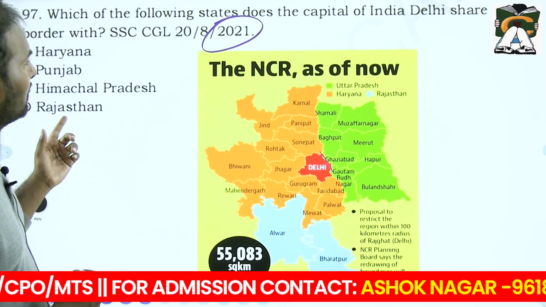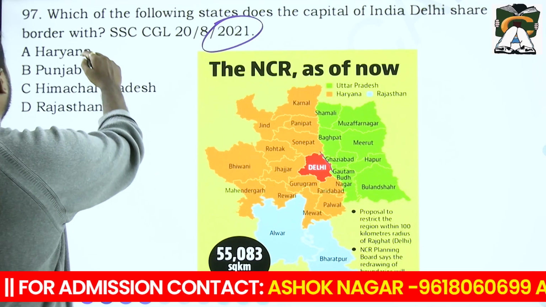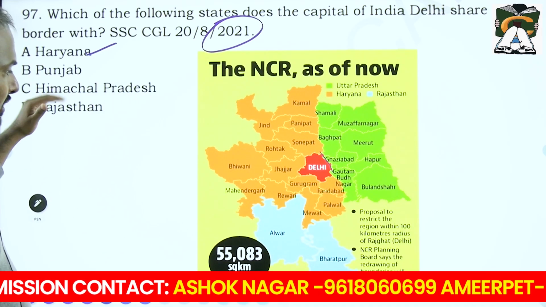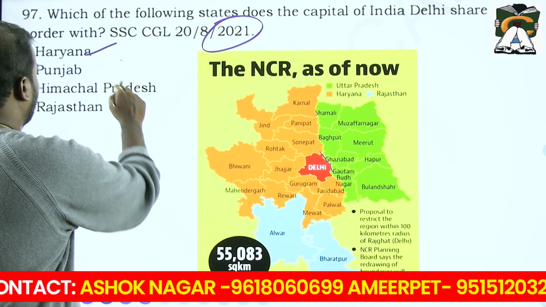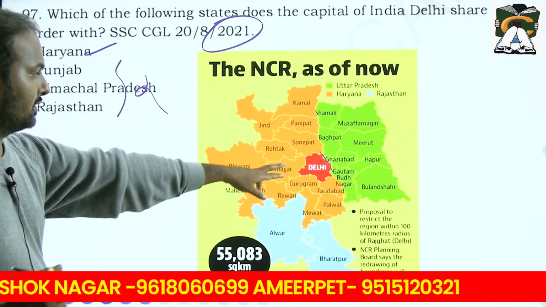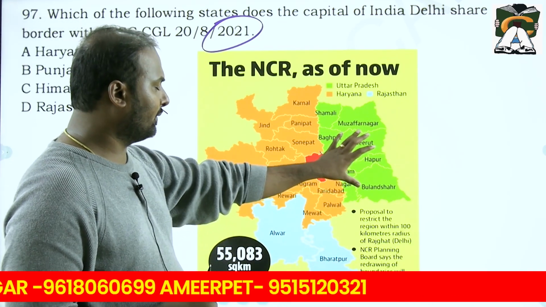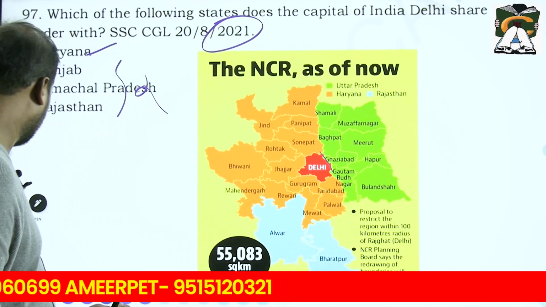So, which state does the capital of India share a border with? Your answer is Haryana. Punjab, Himachal Pradesh, Rajasthan are wrong. These three are wrong. Only Haryana. You can see this, Haryana, very important. Even Delhi is sandwiched between UP and Haryana.